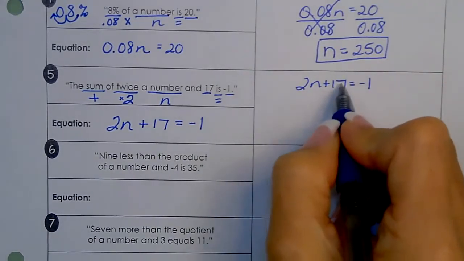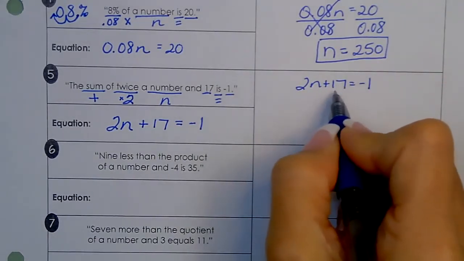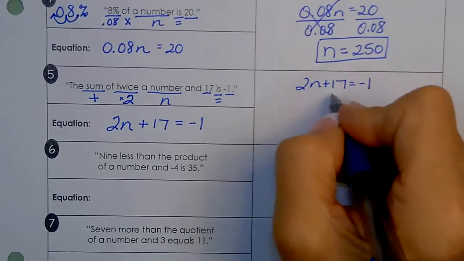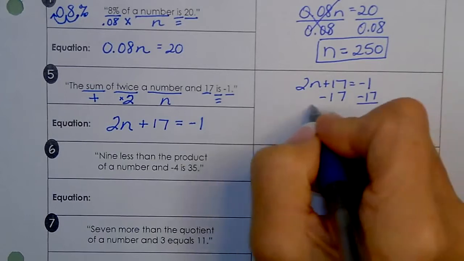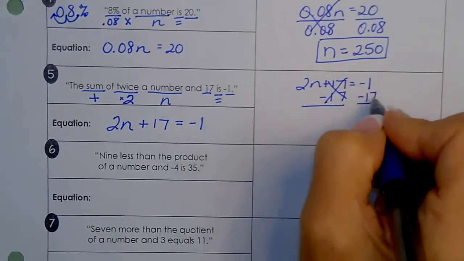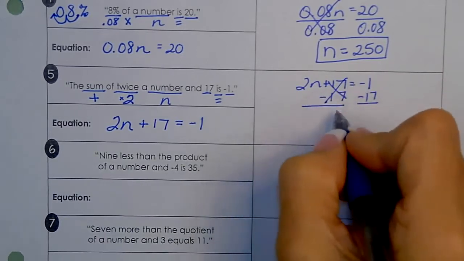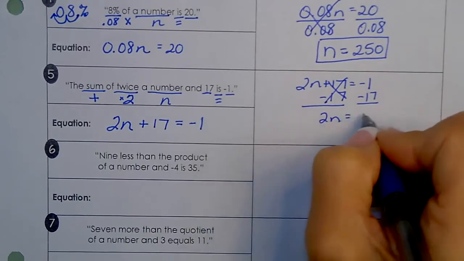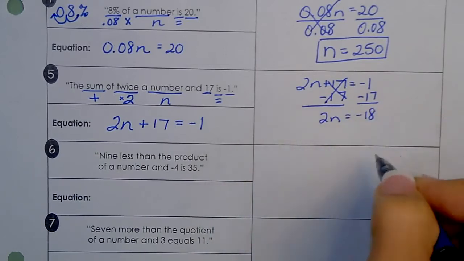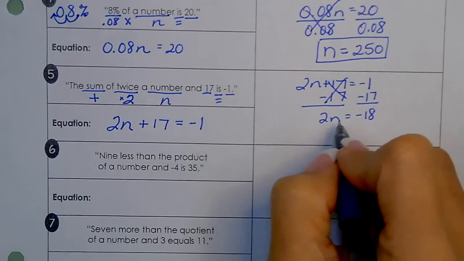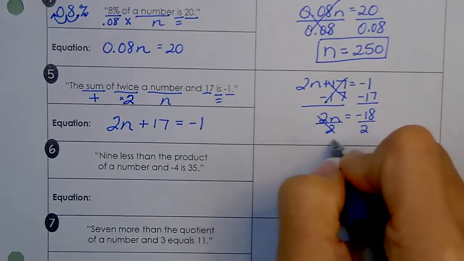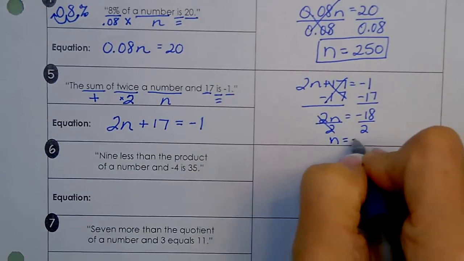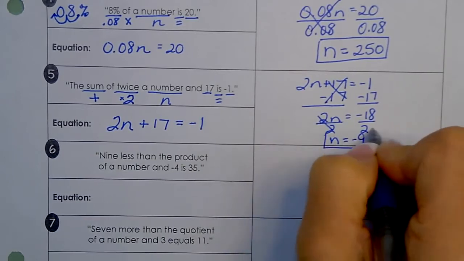Okay, I first have to undo addition, subtraction. Since this is plus 17, I'm going to subtract 17. If I do it on this side, I have to do it on that side. 2n equals -18. All right, now I need to divide both sides by 2, and n equals -9.